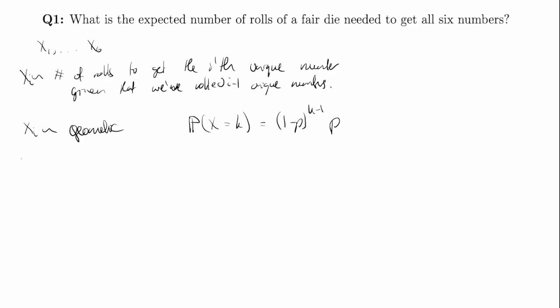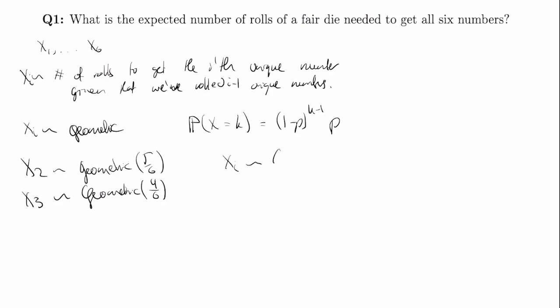And so we can already see that for x2, for example, the probability of success would just be 5 over 6, since in 5 over 6 of the rolls, we'd get a new number, and in 1 over 6, we'd get the number that was already rolled on the first roll. So this follows a geometric distribution with probability 5 over 6. Then let's think about x3. This is a geometric as well, but with probability 4 over 6, since now only 4 of the 6 rolls that we can get would lead to a new number. And so for all the xi's, we just have that this follows a geometric distribution with probability (7 minus i) over 6.